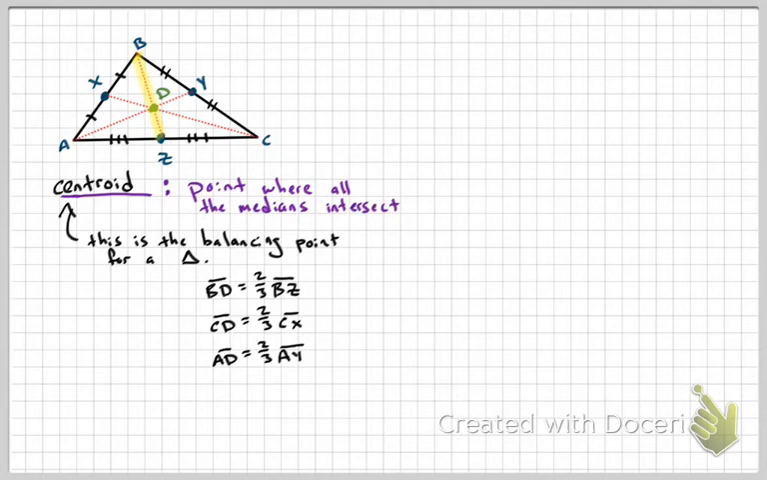Which then by default means all our little short ones, DY, DZ, DX, those are 1/3 the distance, or 1/3 the length of the median. Okay, and we're going to do a lot of practice on that on the next slide. So just know that this is what the majority of your homework is on today.